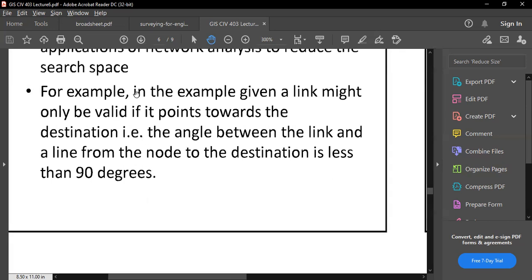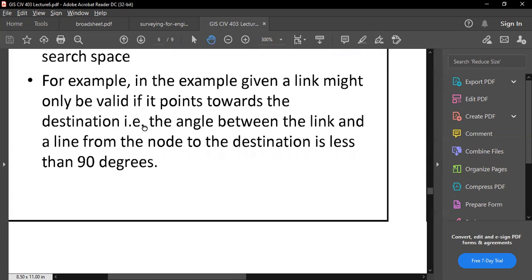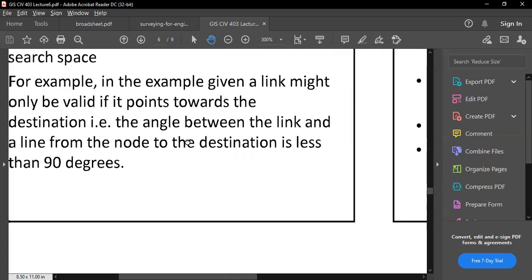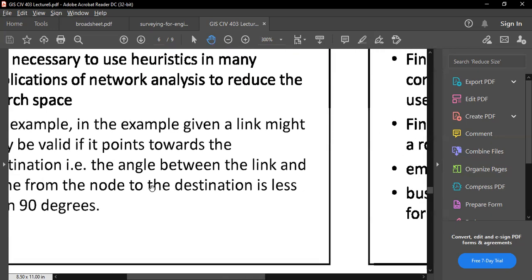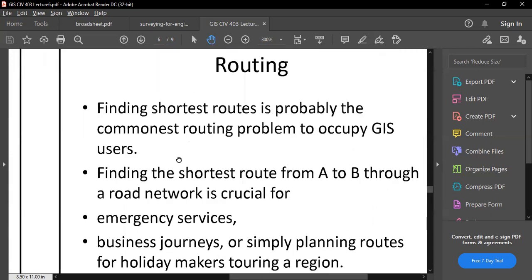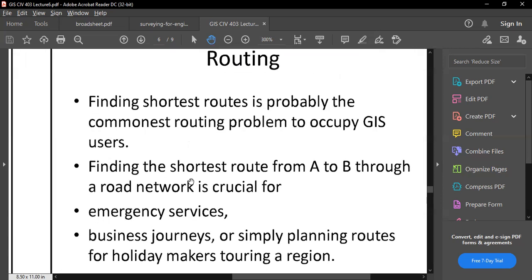So for example, in the example given, a link might only be valid if it points towards the destination. The angle between the link and the line from the node to the destination is less than some value. Things like that can be done. Like I said, just give me directions that point to my destination.